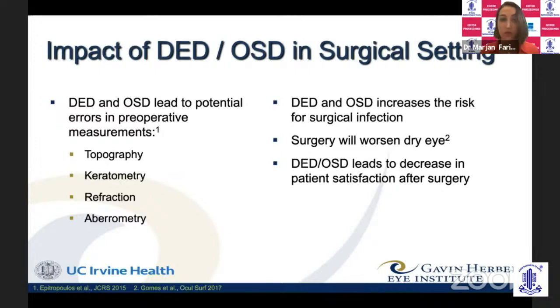Topography, keratometry, refraction, aberrometry, all of those measurements will be incorrect if you don't really have a good ocular surface. Besides that, we do know that dry eye disease and blepharitis, for example, will increase the risk of surgical infection rates. Surgery itself will worsen dry eye disease, turning a patient with asymptomatic dry eye disease into one with very symptomatic dry eye disease if you don't address this before surgery.